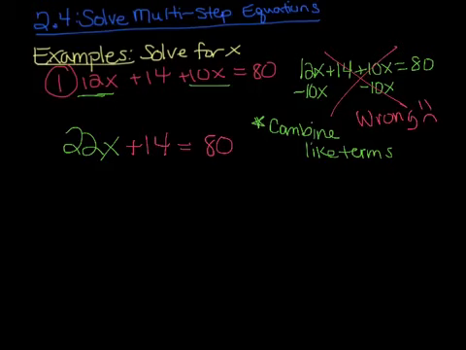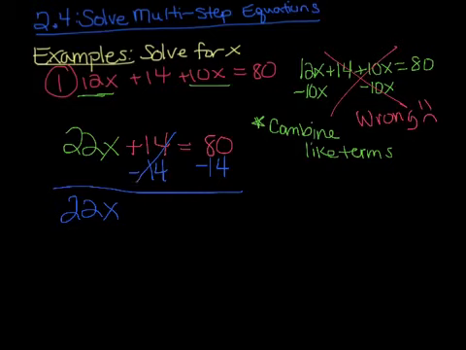Once you do that first step, you are going to follow the same steps that you used in the previous examples, which was to subtract the 14 from both sides. Don't do the 22 first because otherwise you'll get something really, really horrible. You're going to be left on the left side with the 22x. 14 minus 14 is 0, so you can cancel that out because 22x plus 0 is just 22x. 80 minus 14 is 66.